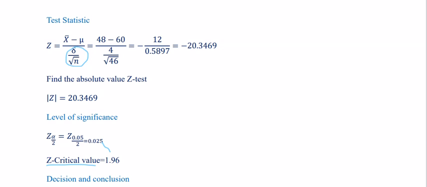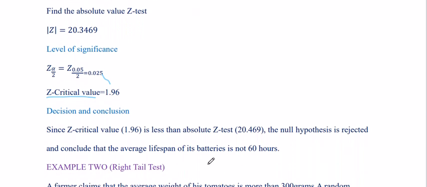So the next step is to make decision and conclusion. Now, since Z critical value 1.96 is less than absolute Z test, which is 20.349, just a mistake here. So I'm referring to this value. Just a typographical error. So I'm referring to this value here. To absolute value of Z test, the null hypothesis is rejected.